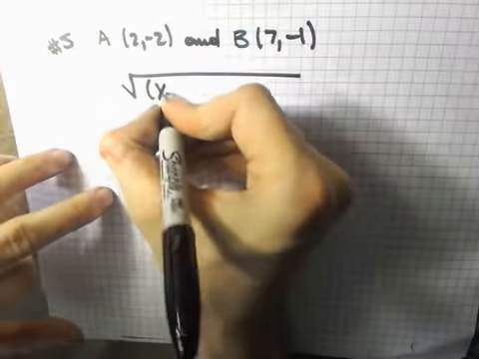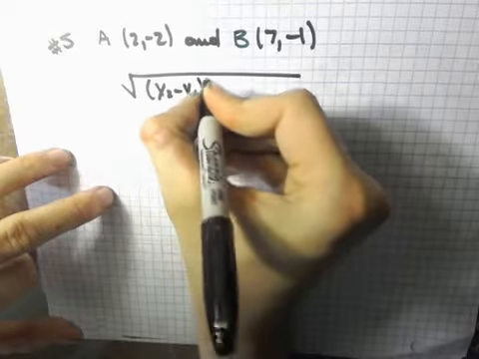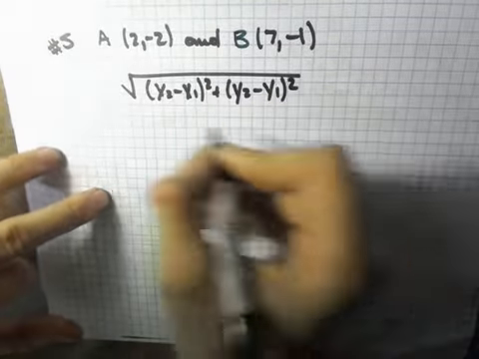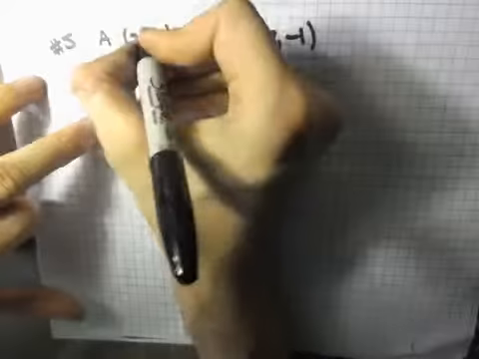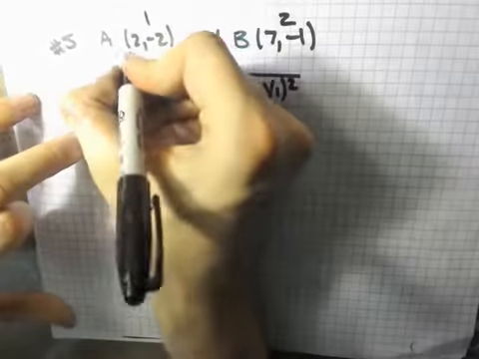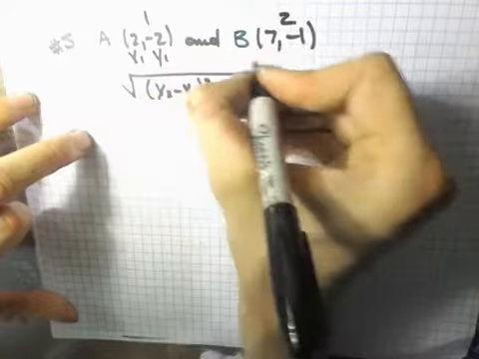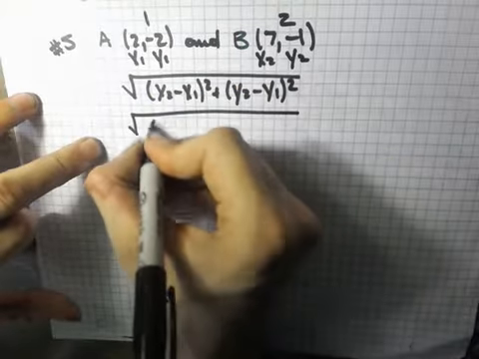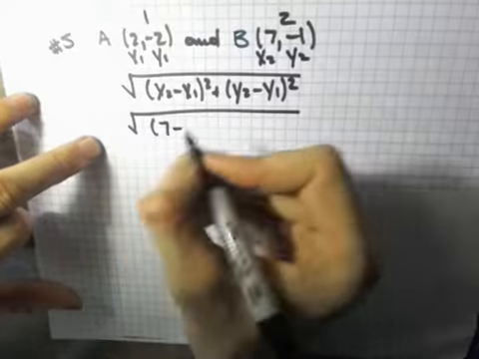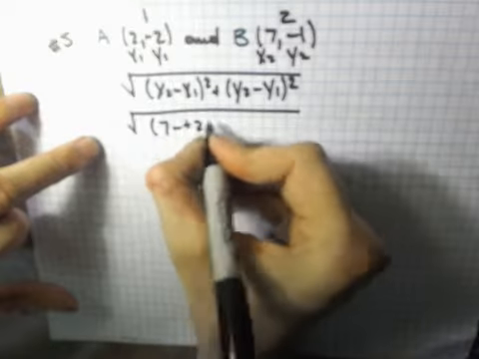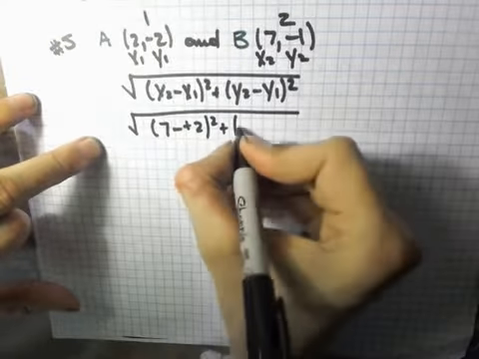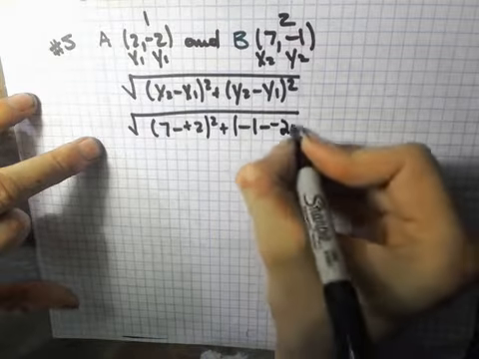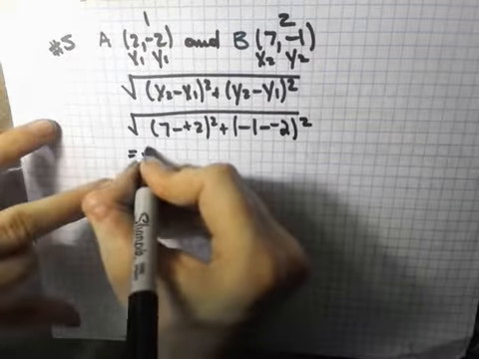So we have x2 minus x1, a quantity squared, plus y sub 2 minus y sub 1, quantity squared. Identify a point. Pick this as my first and my second point: x sub 1, y sub 1, x sub 2, y sub 2. We're left with x sub 2, this is 7, minus x sub 1, positive 2 squared, plus y sub 2, minus 1 minus -2 squared.